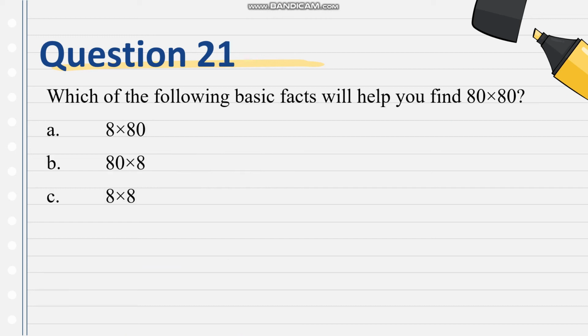1,600. Next, which of the following basic facts will help you find 80 multiplied by 80? So the basic fact is 8 multiplied by 8. So the answer is letter C.